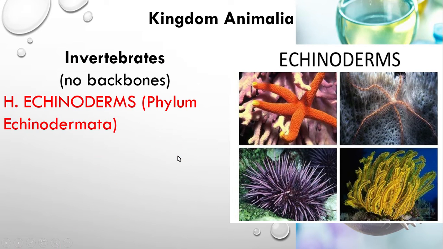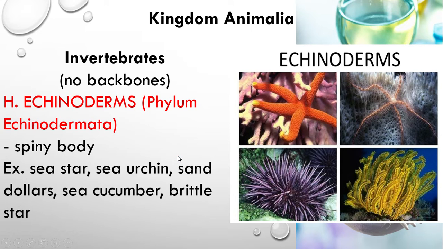Next, we have the Echinoderms or phylum Echinodermata. Okay, so they have spiny body. Examples of this are sea star, sea urchin, sand dollar, sea cucumber, and brittle star. Okay, the sea star can undergo asexual reproduction called fragmentation, no. So if you break one leg or one part of the sea star, that broken part will become another organism. Okay, so fragmentation is the term for that type of asexual reproduction.